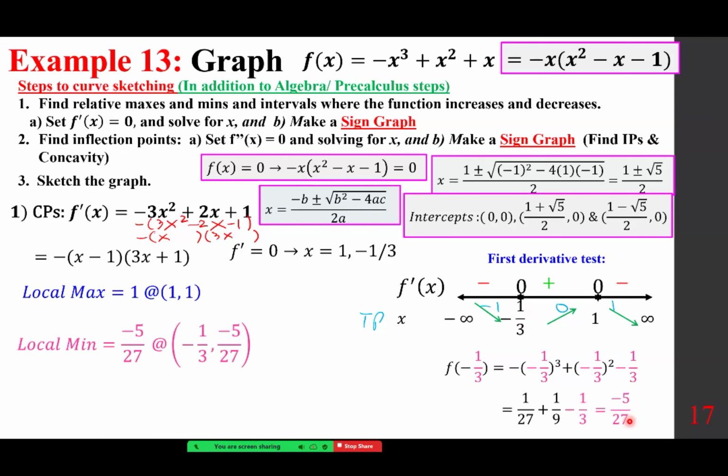Furthermore, we go back to this and we notice this is positive, which means it's increasing from negative 1/3 to 1. This is negative. This is negative. So it's decreasing from negative infinity to negative 1/3, union 1 to infinity.